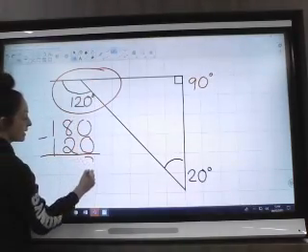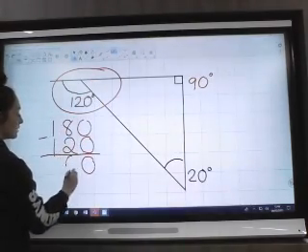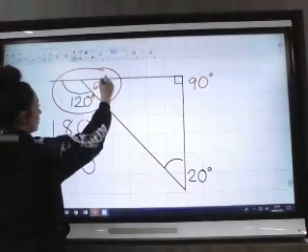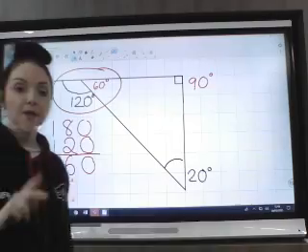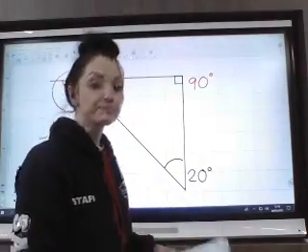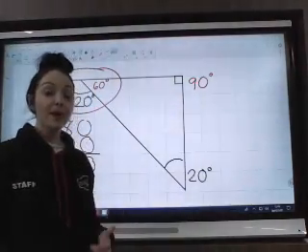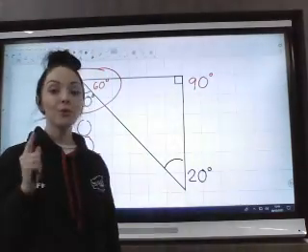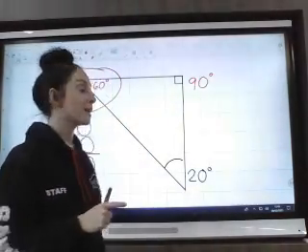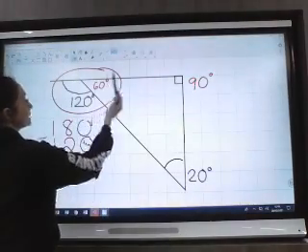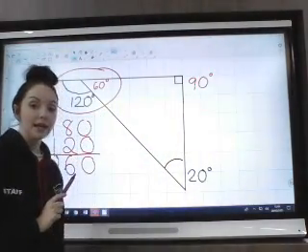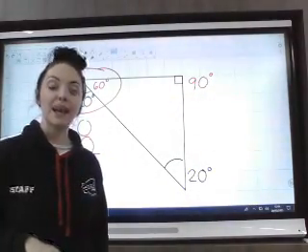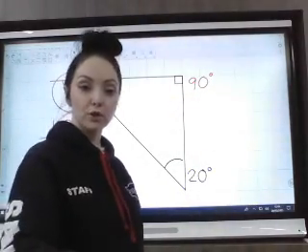So 0 take away 0 is 0. 8 take away 2 is 6. 1 take away 1 is nothing. So this inside angle is 60 degrees. Now you've got that one then. If you remember from back at the beginning, angles in a triangle always add up to 180 degrees, don't they? So if 60 add 90 add 20 doesn't add up to 180, then that explains why this triangle is impossible.